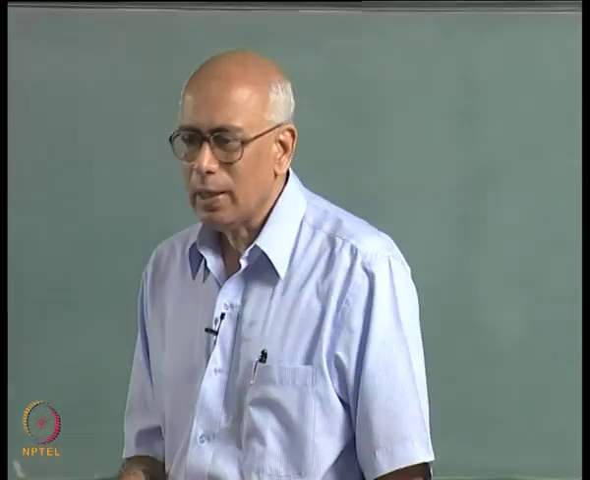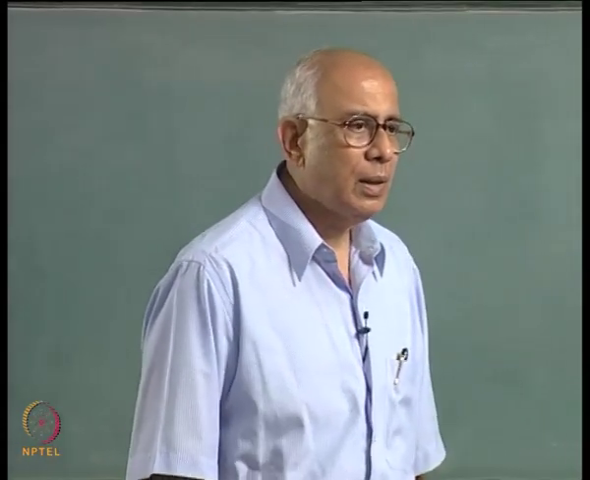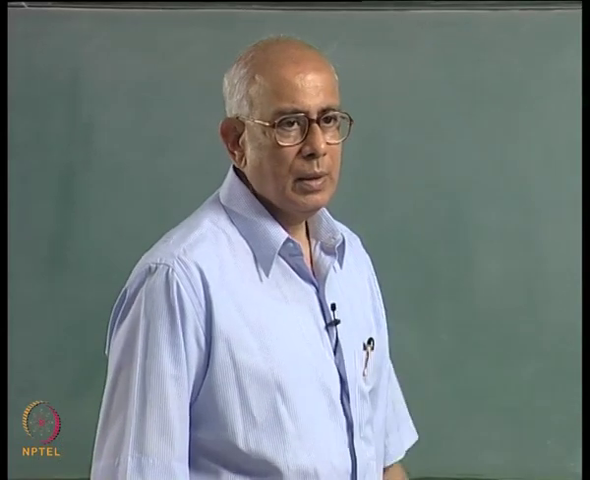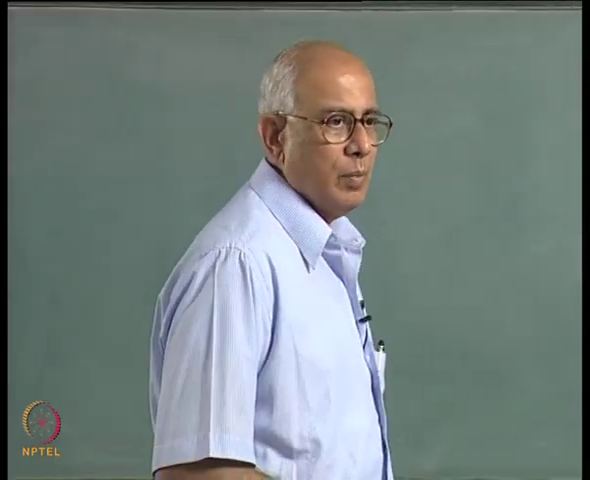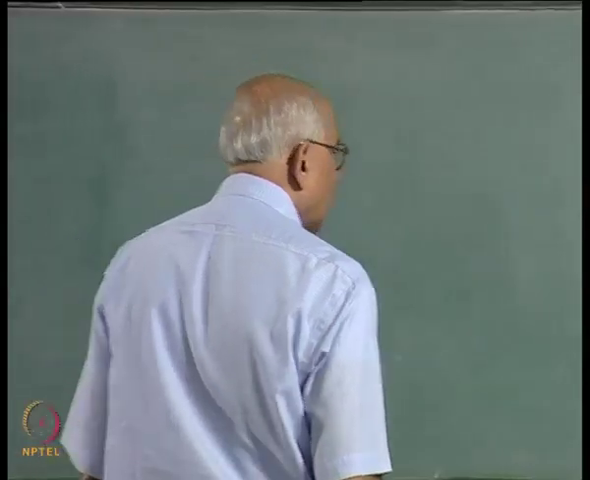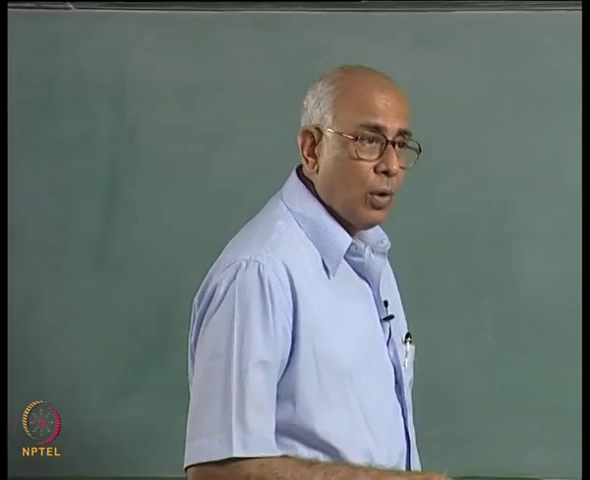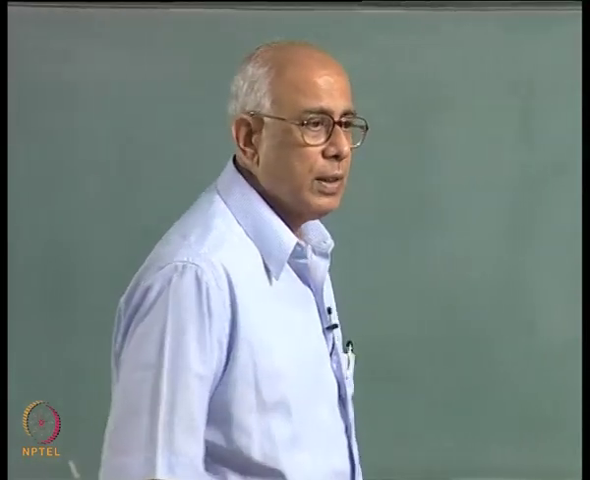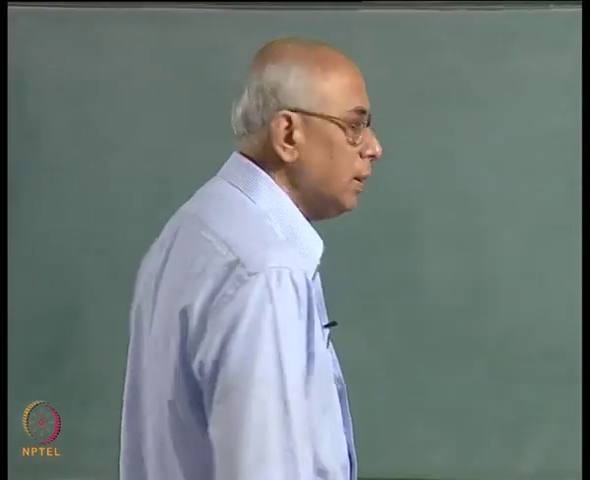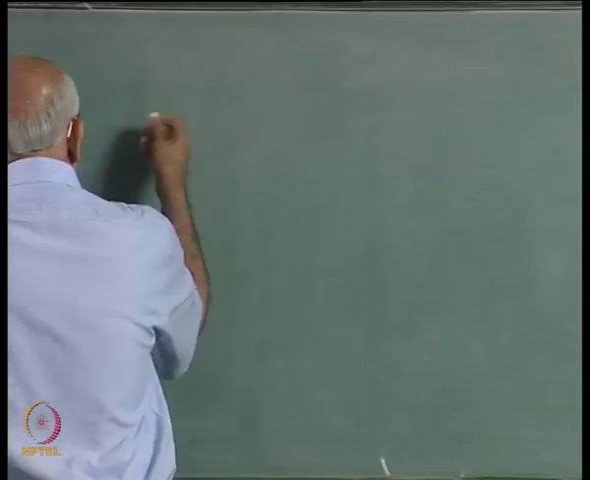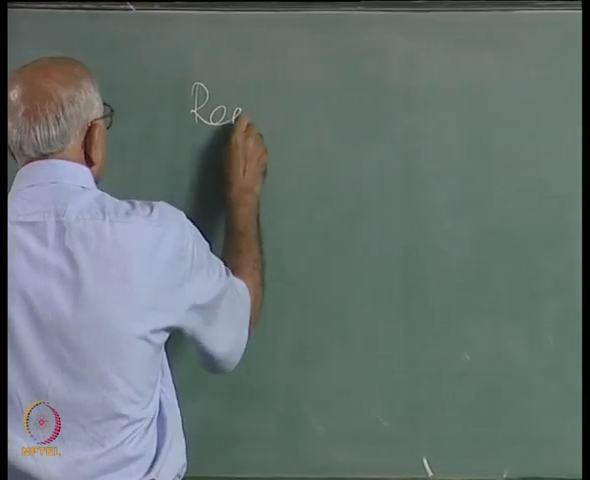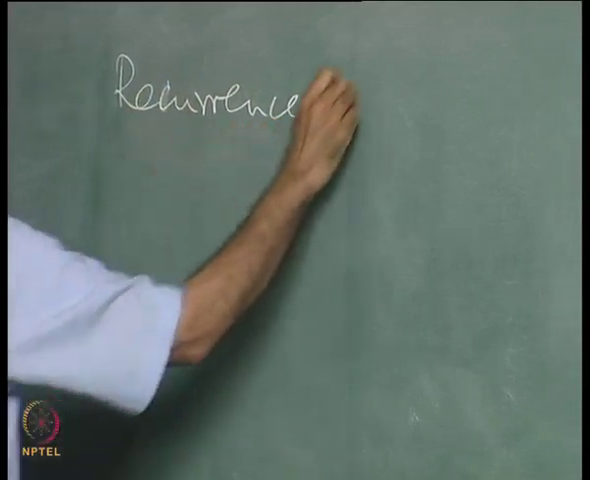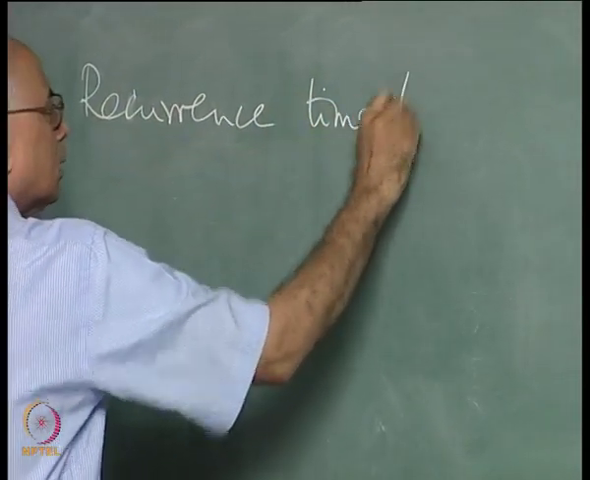But let us do this in a slightly more general setting, in higher dimensions in general, and see that there is an extremely simple formula for the mean recurrence time which is important to understand. It is called the Poincaré recurrence formula, it is valid for all ergodic systems, does not have to be chaotic or anything like that. The derivation is simple, so let me do that. So we look at recurrence time statistics.